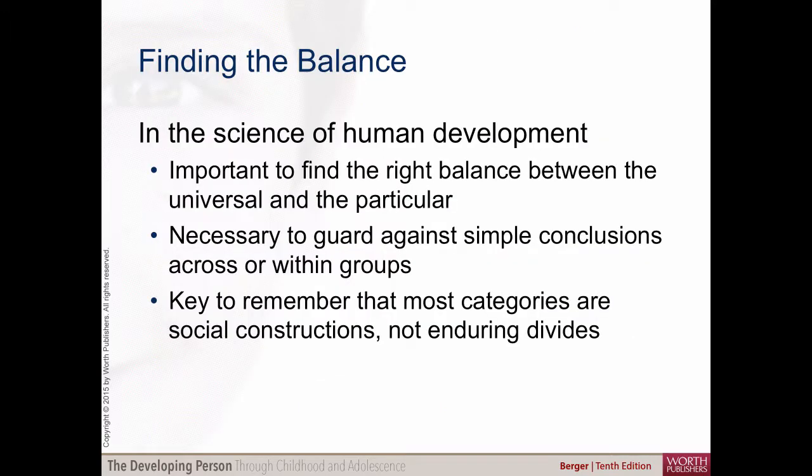So, finding the balance. In the science of human development, it's important to find the right balance between the universal and the particular, and it's necessary to guard against simple conclusions across or within groups. And a key to remember is that most categories are social constructions, not enduring divides.